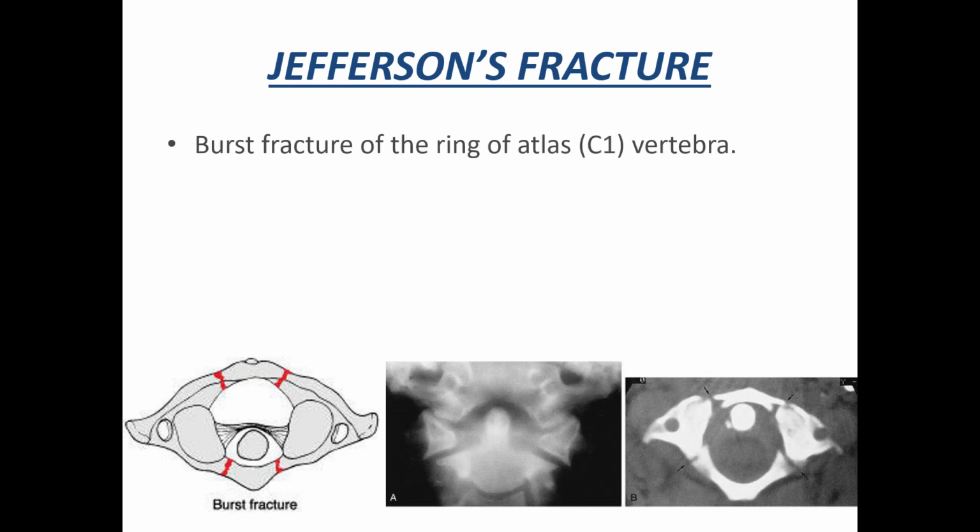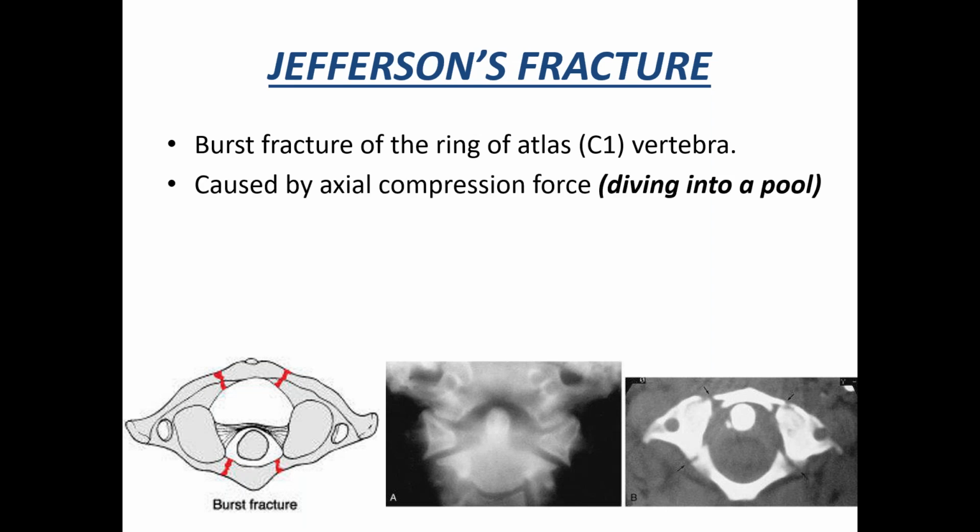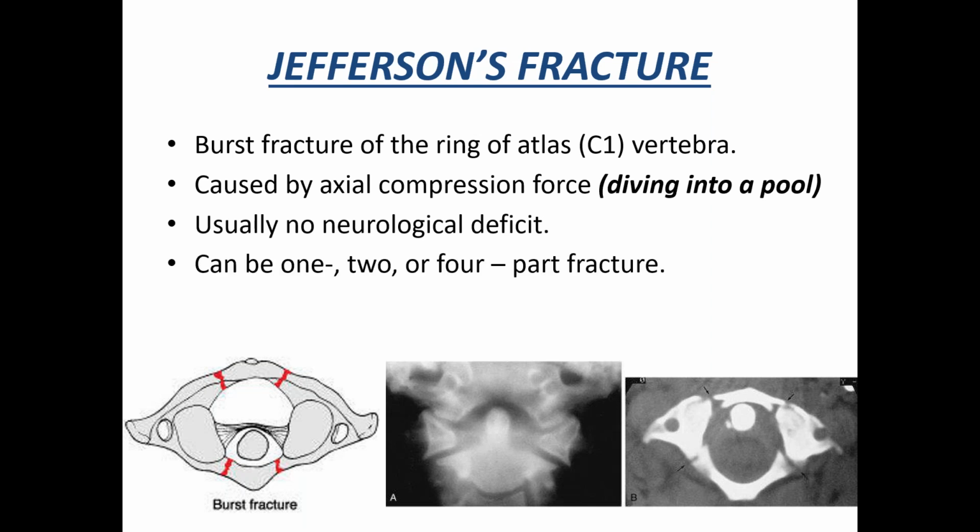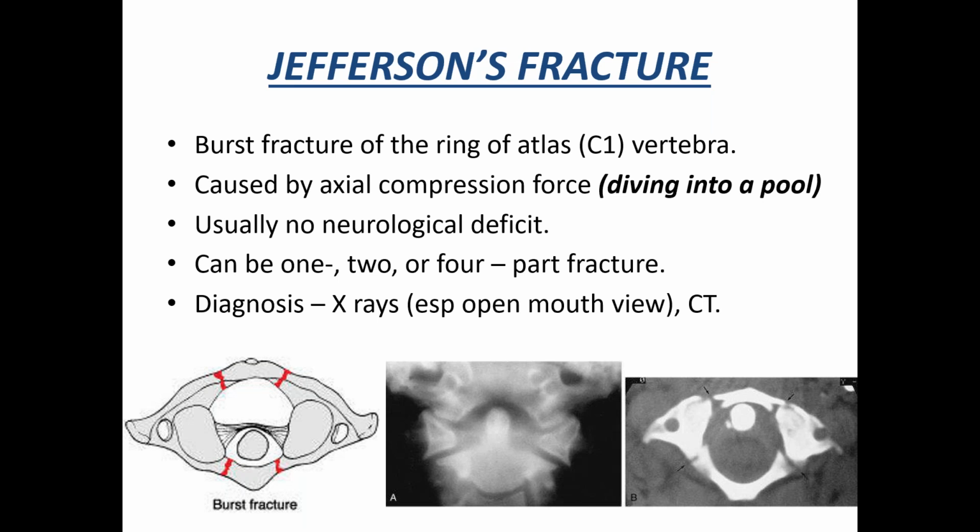Jefferson's fracture. It's a burst fracture of the ring of the atlas, C1 vertebra, caused by axial compression force, such as diving into a pond. Usually no neurological deficit. Can be 1, 2 or 4 part fractures. Diagnosis is by X-ray, especially open mouth view, or CT scan.